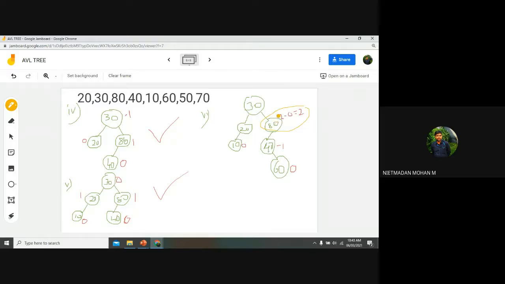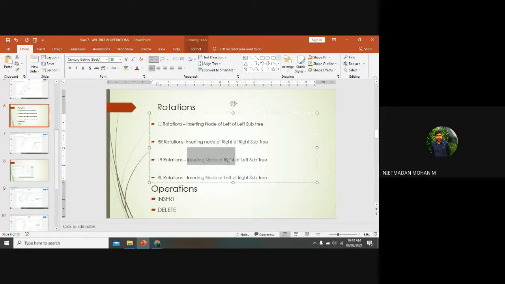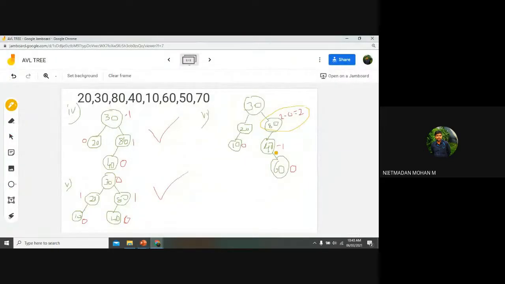This is a two-step operation, known as LR: inserting a node as the right child of a left subtree. So you want to do an LR operation. You know that the LR operation is a two-step operation, right? Yes, sir.